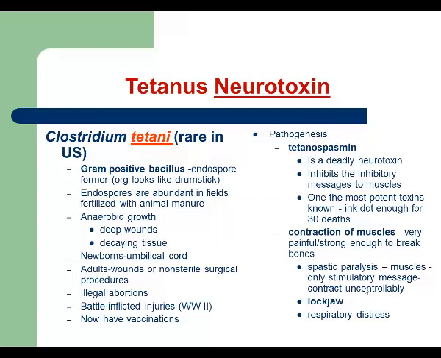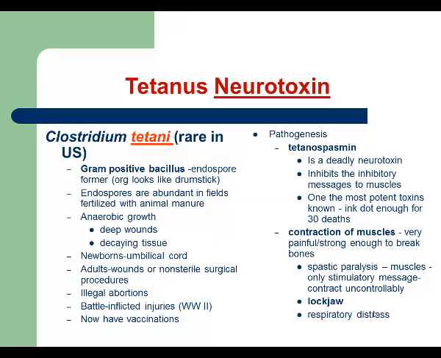And the last characteristic, they all produce a toxin, and if infection is caused by Clostridium species, the causative agent for those infections is always toxin. In this case it is neurotoxin. The name of that toxin is tetanospasmin. Tetanospasmin is a very powerful, very strong and deadly neurotoxin.